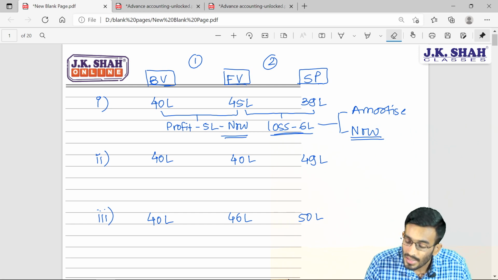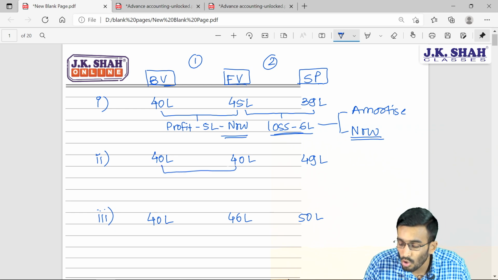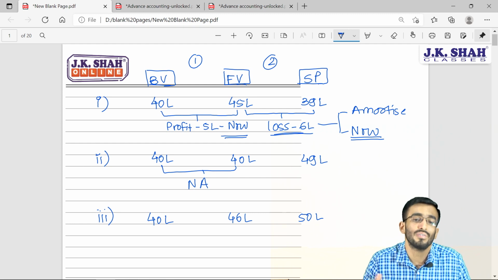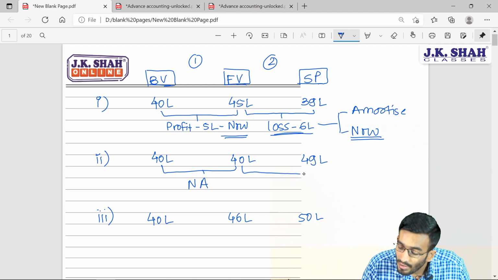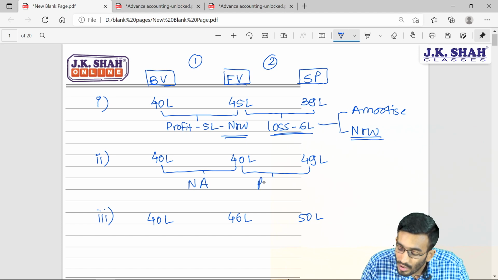Now let us see the second. Again, sir, here the first comparison will be between book value and the fair value. Sir, here it is not applicable because book value and the fair value are the same. Now here, fair value and the selling price. Sir, here there is a profit. Profit of how much? Sir, profit of 9 lakhs.